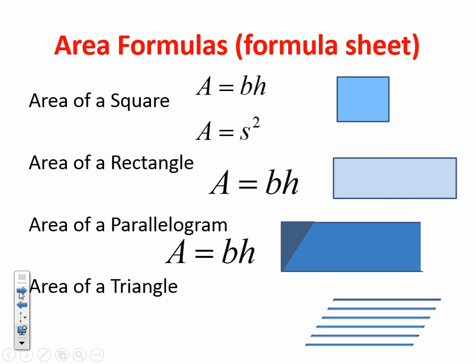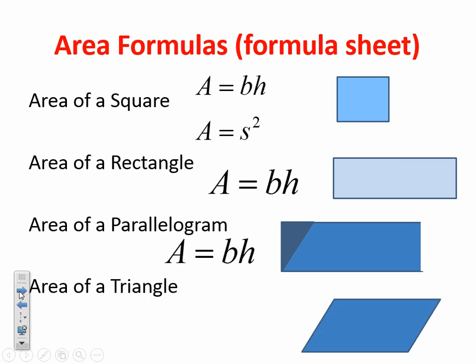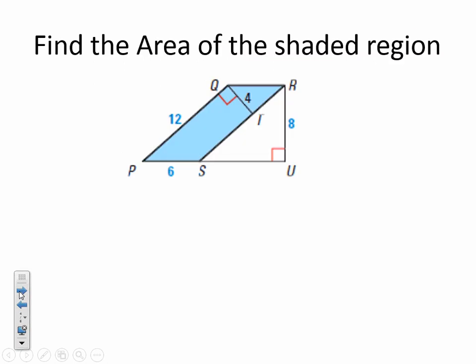Area of a triangle, we've used several times. If we think about parallelograms or rectangles and we cut them in half and take away half, that's what a triangle shape is. That's why it's base times height divided by 2, or 1/2 base times height.